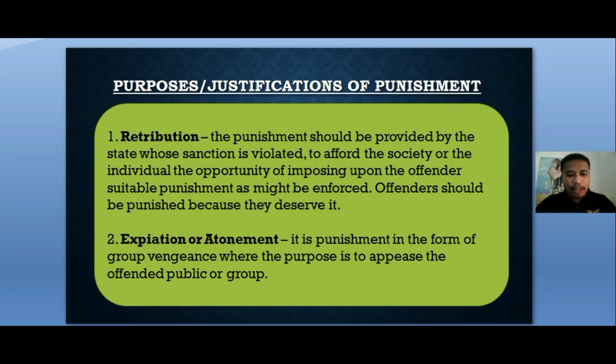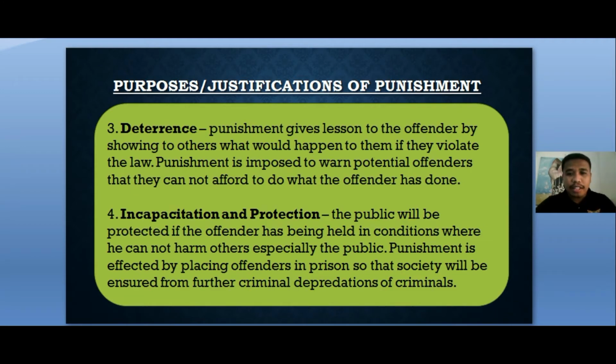So that is one of the justifications. The second justification is expiation or atonement. It is punishment in the form of group vengeance, where the purpose is to appease the offended public or the group. The third justification is deterrence. Punishment gives lesson to the offender by showing to others what would happen to them if they violate the law. Punishment is imposed to warn potential offenders that they cannot afford to do what the offender has done.